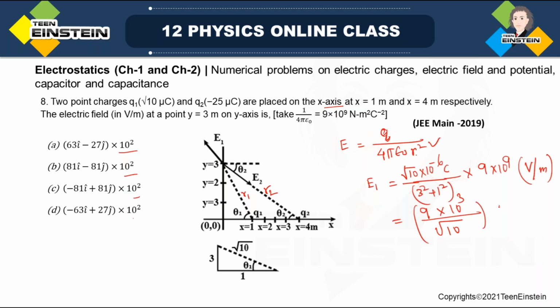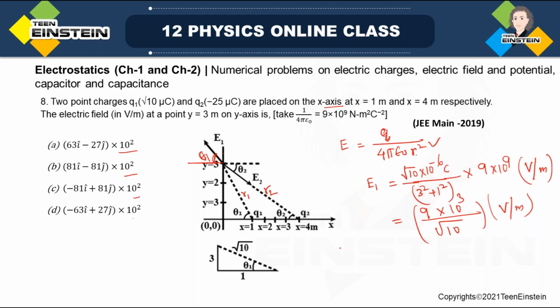This is the magnitude of the electric field, but we have to write it in terms of vector. If I write it in terms of vector, since this electric field is making an angle theta 1 with the x-axis, this is theta 1, and this must also be theta 1. This will also be theta 1. So I can actually break the electric field into components.